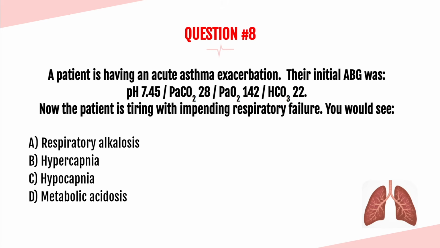We have to read this question very carefully because it is a tricky one. So it's showing us an ABG here, and it's telling us about a patient in an acute asthma exacerbation, but it is asking us a question about impending respiratory failure, and they mean late respiratory failure in this case. So which of these choices would be a sign of late respiratory failure? It's going to be B, hypercapnia.